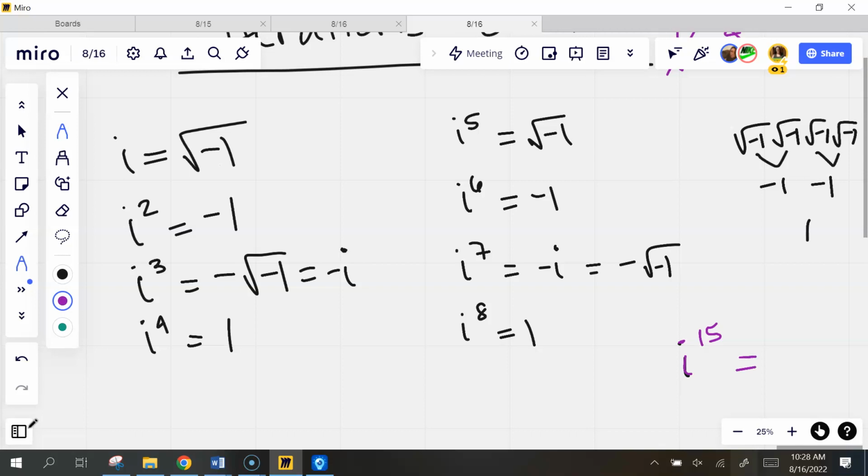All right, how many times does 4 go into 15 evenly? Or not evenly, but how many times? A whole number of times. 3 times, right? 3 times 4 is 12. How many's left? 3. So I'm going to go to the third iteration, and that's what I to the 15th equals.